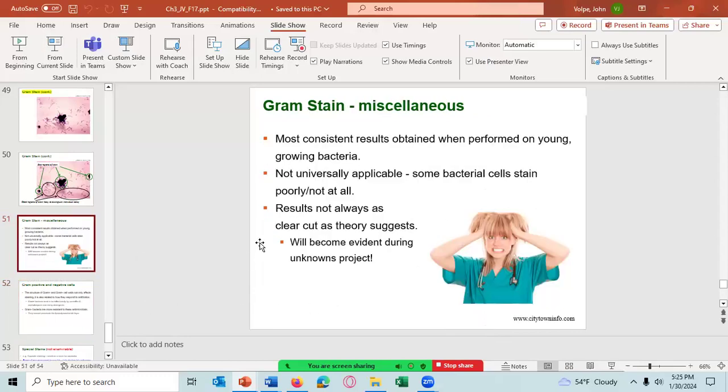Then let me state that if you do use old cells, the gram stain may not give you the correct result. That's because the old cells have dead and dying cells, and their cell wall will be damaged, and they may not stain correctly with the gram stain. Any questions about any of that?